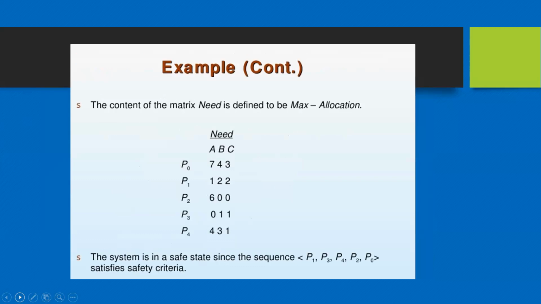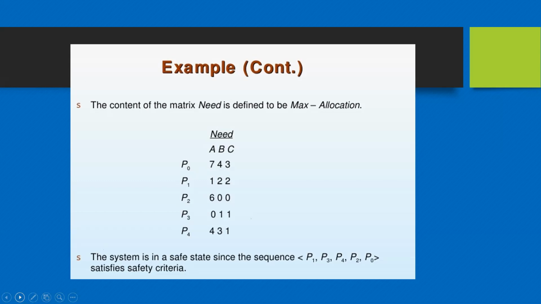The content of the need matrix is defined as max minus allocation. I will give you the video lecture link. All of you will study that example and try to solve it on a piece of paper. Then you will be able to understand how this problem is solved.